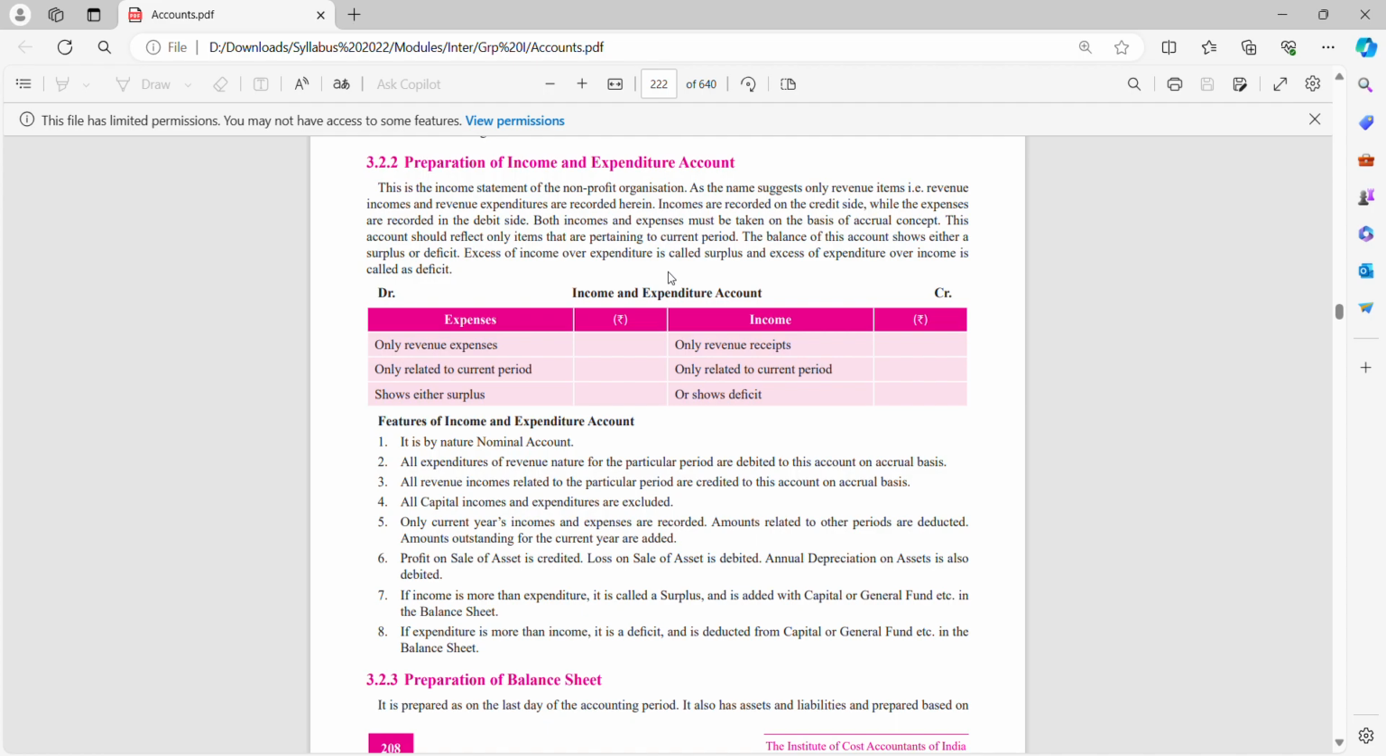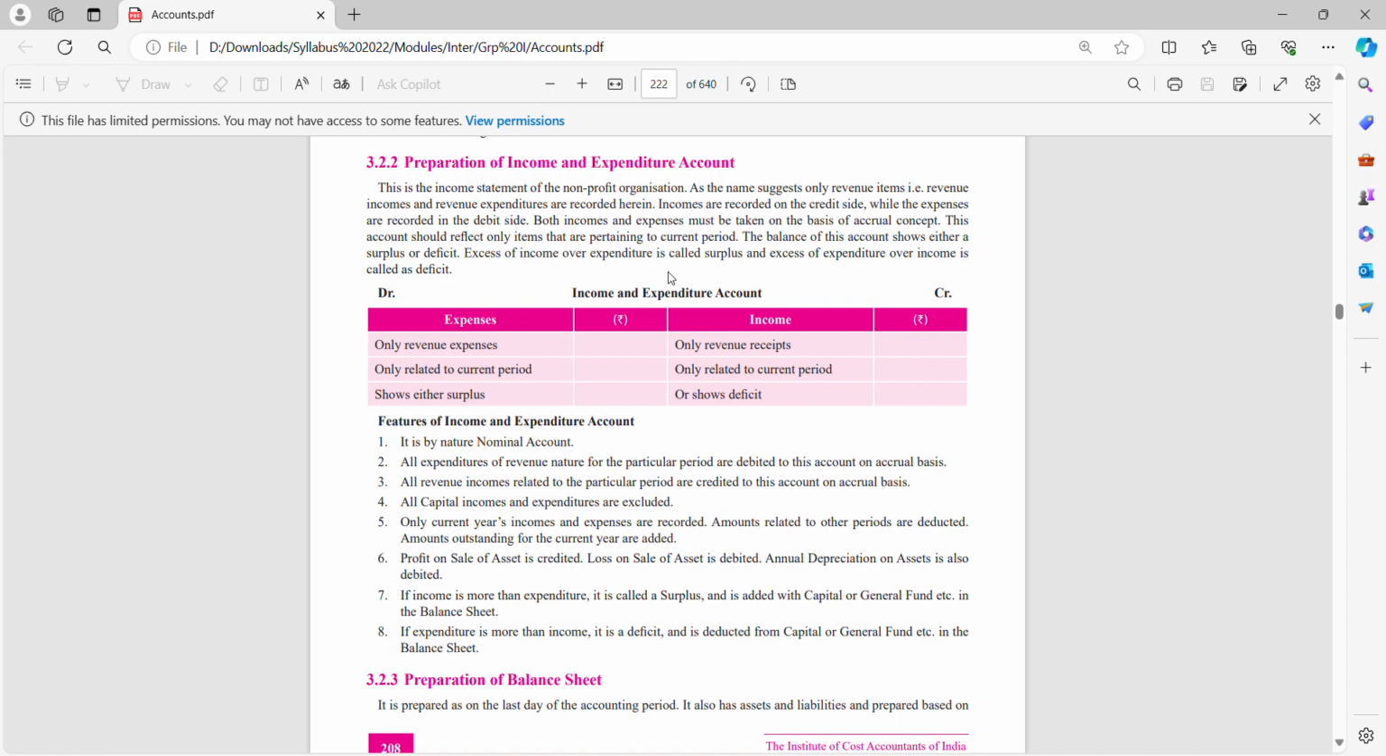If we prepare a profit and loss account, there also we either find out a profit or a loss. Here we are either finding out a deficit or a surplus. So either your debit side, your left hand side, will be bigger, or your right hand side will be bigger. Any one side, accordingly you will get deficit or surplus. The balance of this account shows either a deficit or a surplus.